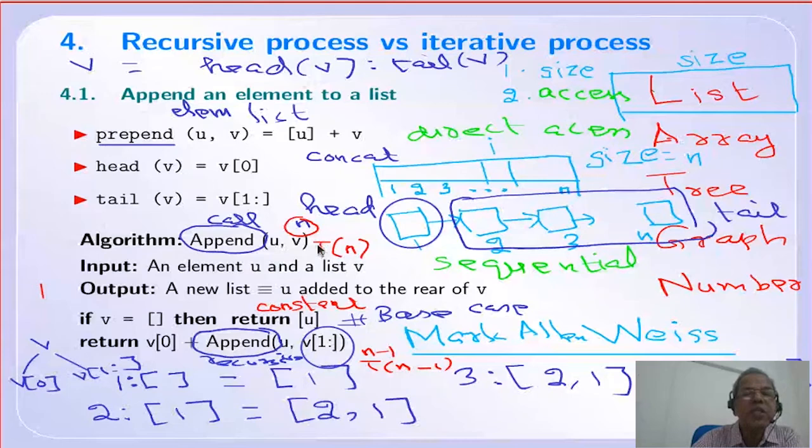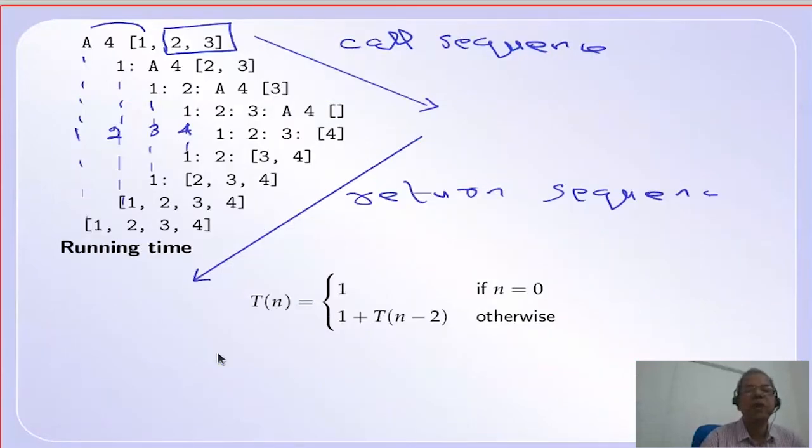What is the relationship between t of n and t of n minus 1? After I have spent t of n minus 1 to calculate append u comma v from 1 to the end, I have to do some constant work. Prepending v at 0 to the result is a constant amount of time. A constant amount of time I always write as 1. Therefore, the time taken is 1 plus t of n minus 1.